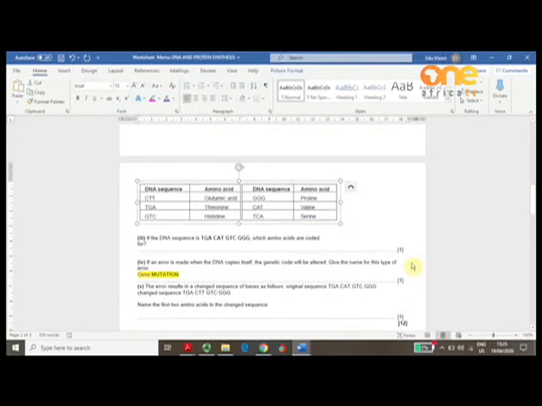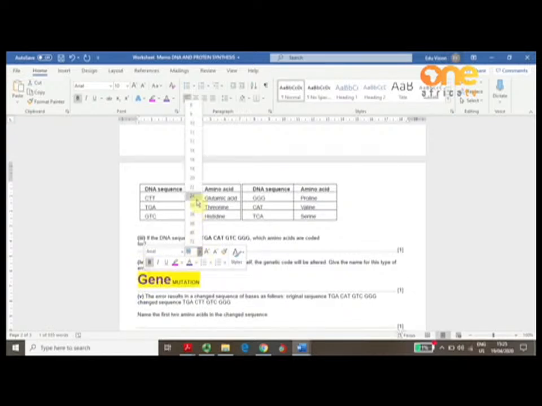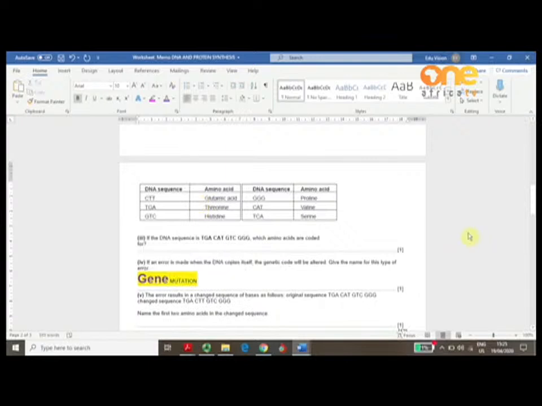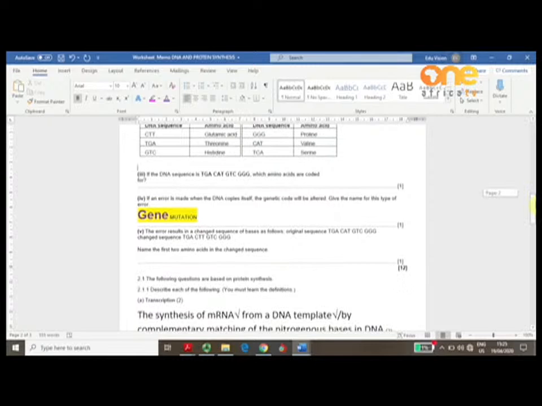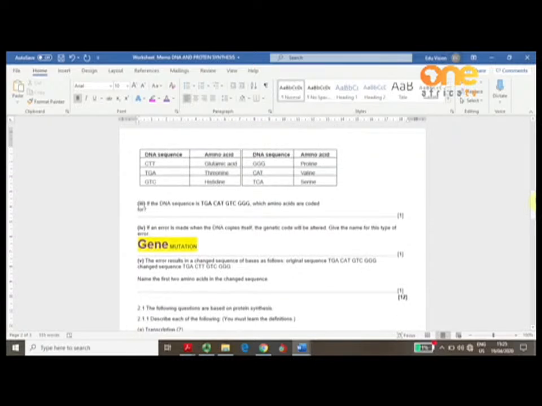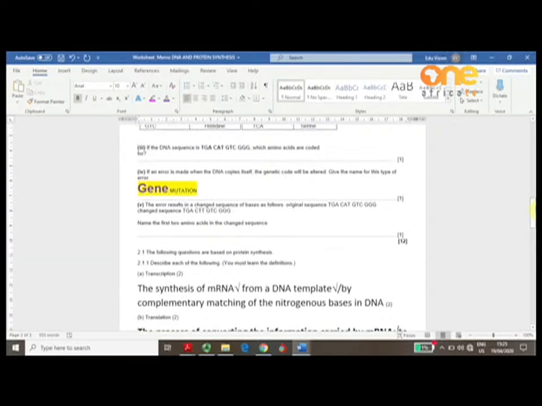If an error is made when the DNA copy itself, the genetic code will be altered. And now we have a gene mutation. And please, class, we need to emphasize gene mutation, because later we are also going to study a chromosome mutation. So we have to specify here if there is a mistake with the DNA copying, an error, it's a gene mutation.